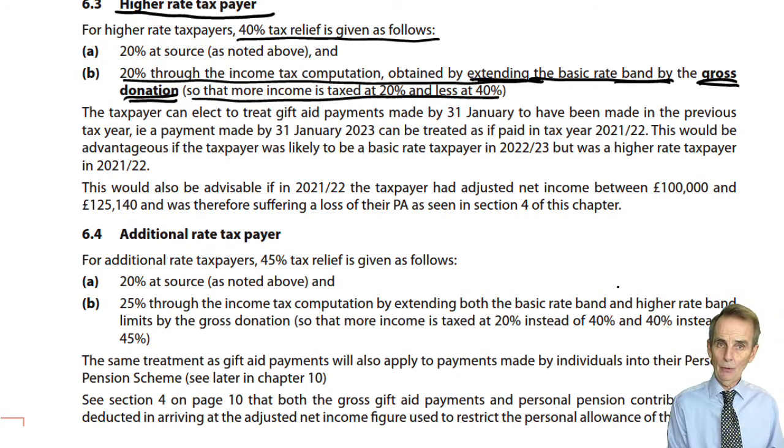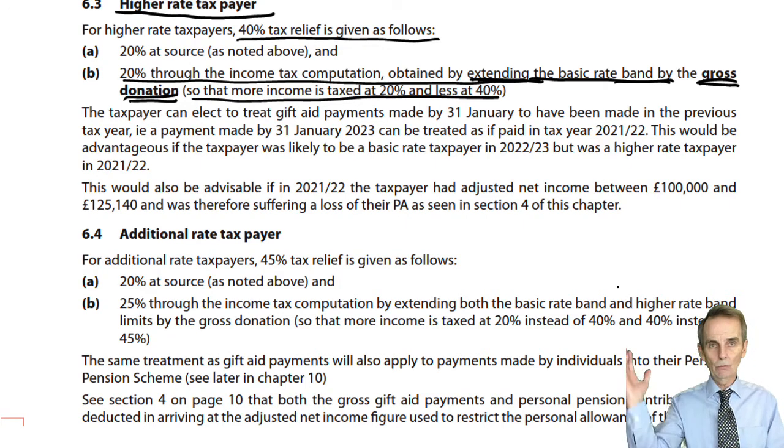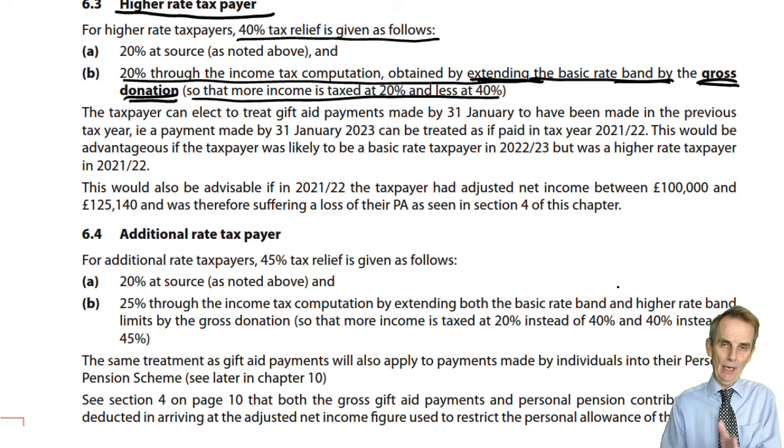In my example, they could have said, actually paid £80 under the gift aid scheme to whatever charity. Or they could have said, made gross gift aid payments in the tax year of £100. Either way, the gross figure is £100. And what you do with that gross figure, you extend the basic rate band limit. There's one exercise to do here to get it right. You extend the basic rate band limit by the gross amount of the gift aid payment.